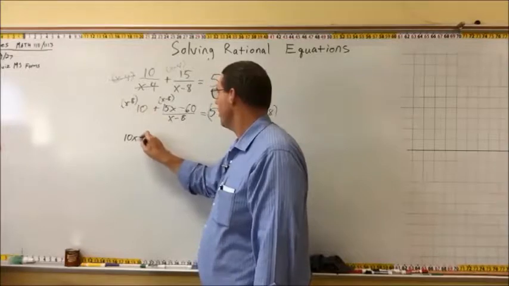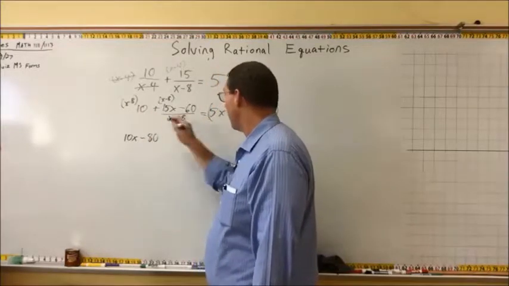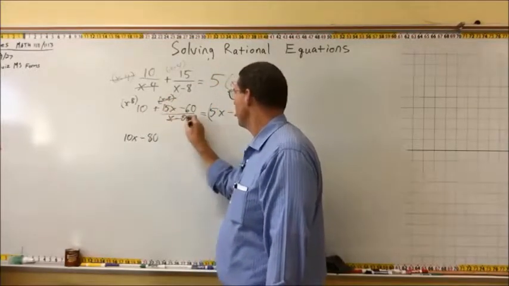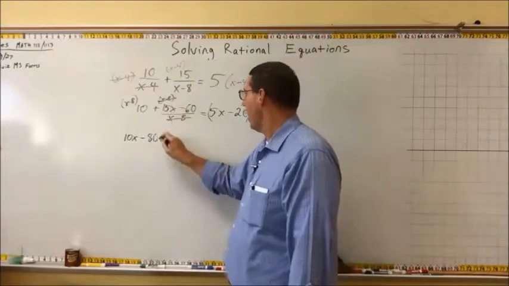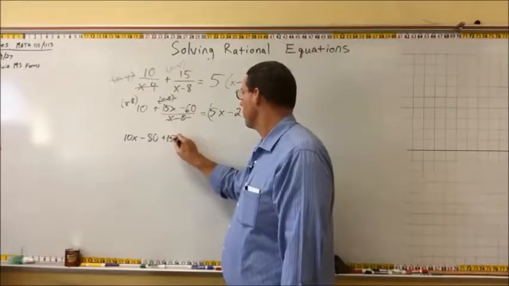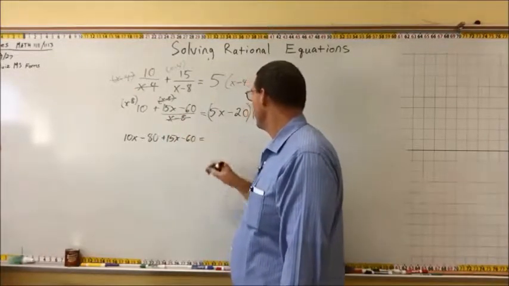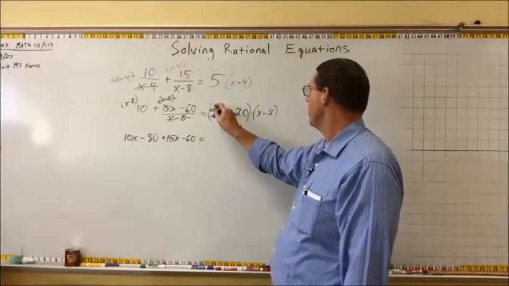10 times negative 8 is negative 80. Now here, it's just going to cancel the denominator. And we're going to bring down the 15x minus 60 equals. Now we're going to have to distribute here.